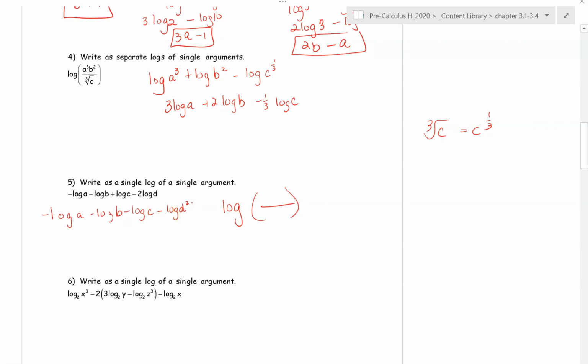So now, notice when you're subtracting, you're dividing. So anything that comes after a negative sign is going to go in the denominator. And I'm sorry, make sure you fix it. That's a plus log c. So the c is going to go in the numerator because that's after a positive sign. And then anything after a negative sign would have to go in the denominator. So we wrote that as a single log of a single argument.